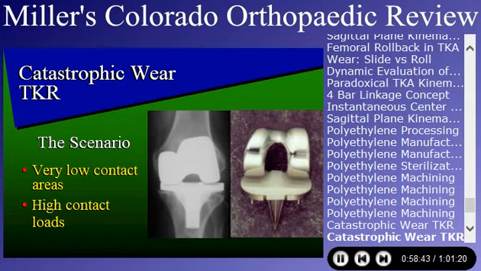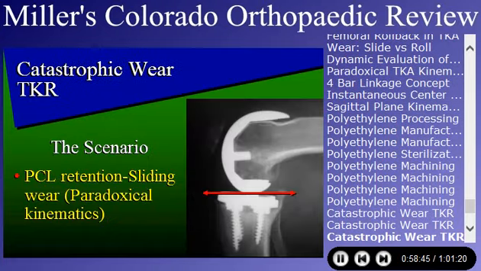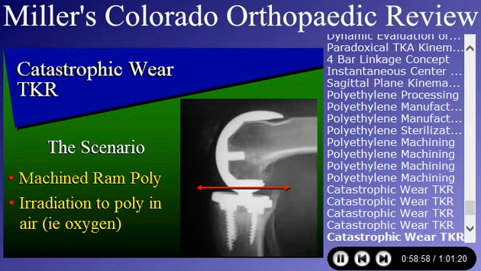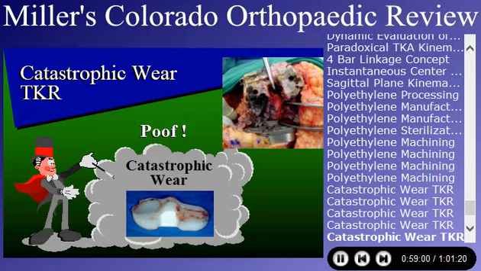You throw in the scenario of saving your PCL where you have that paradoxical kinematics of sliding back and forth. You throw in machined ram polyethylene irradiated in air where you get that subsurface delamination from your oxidation, and then you get that poof, that catastrophic wear. So it's all of that thrown together. And with all that, there's a million questions that they could ask you. So if you understand that lecture, that's going to get you through all those little tiny test questions.